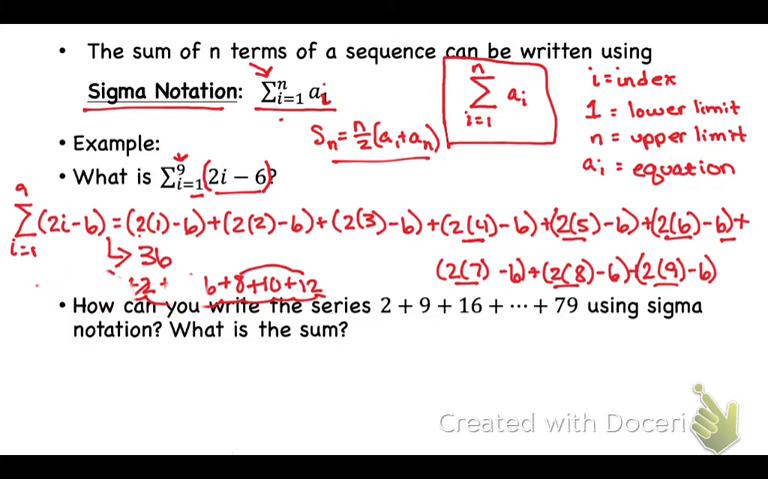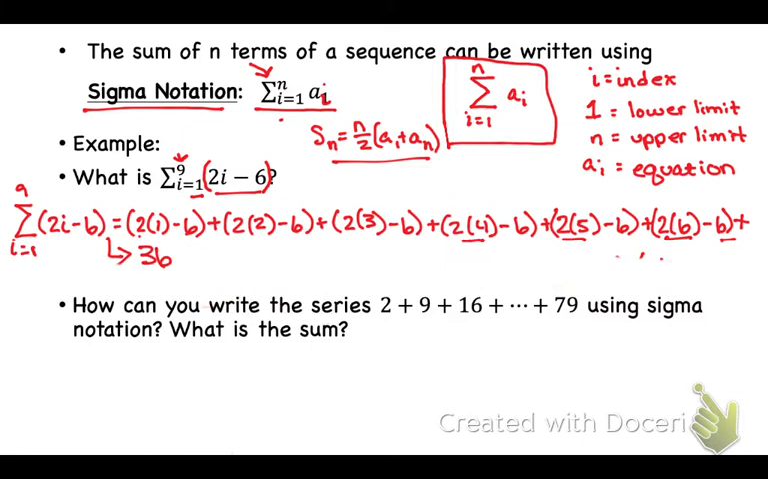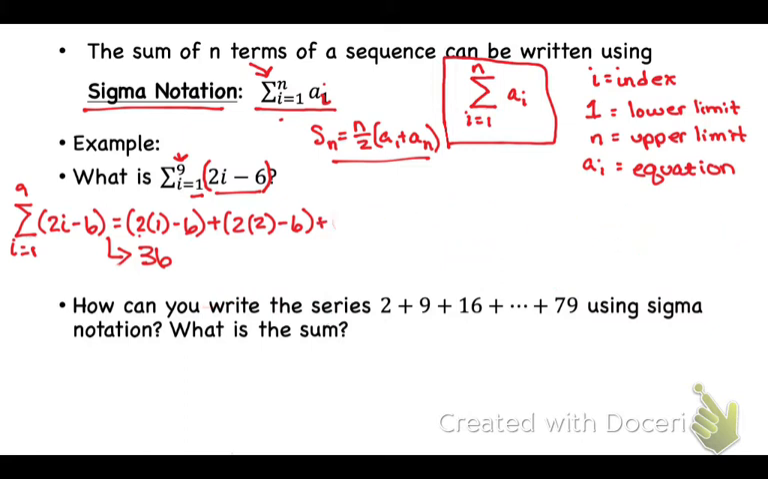And we better get 36 when we do it, right? Because we got 36 the first time, with all that work.